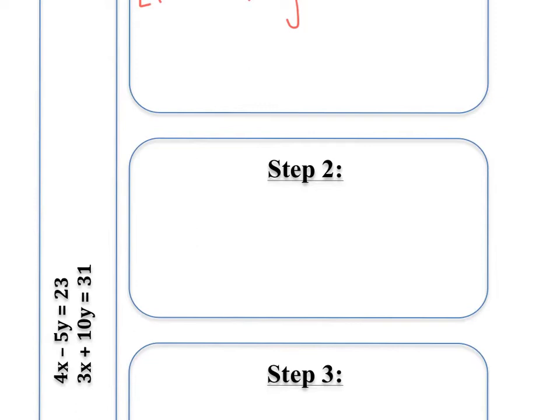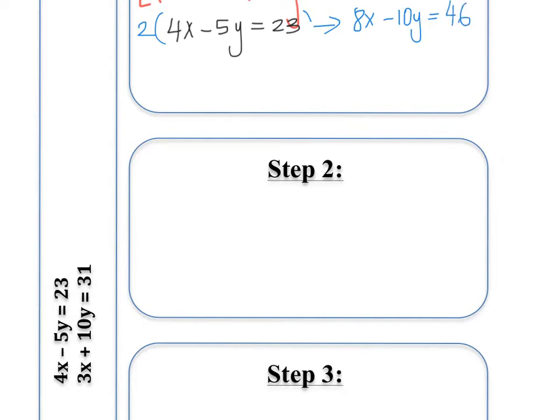So let me copy the equation. I'm going to multiply this by 2. So it will become 8x minus 10y equals 46. And I need to copy the second equation under it.